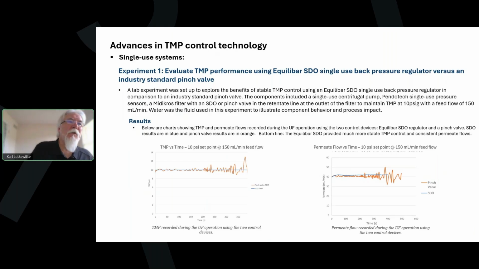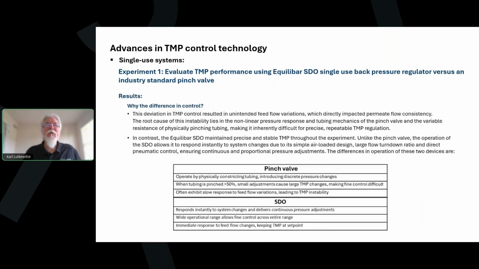And that's on the left, that's TMP versus time. For permeate flow versus time, we also recorded that with a 10 PSI set point. Again, the permeate flow is very stable relative to the pinch valve's flow measurements that were taken. So just a great valve, great technology. Not surprising to us, we knew this. So why is there this difference in control? The root cause of the instability lies in the nonlinear pressure response of pinch valve mechanisms and the variable resistance of physically trying to pinch.